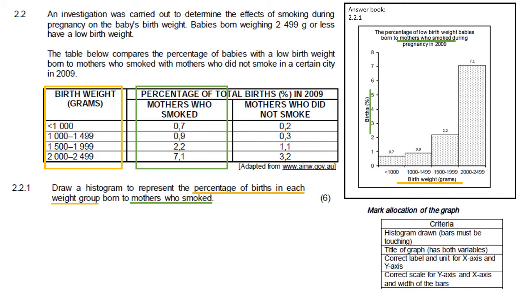2.2.1, here is the histogram, and let's go through it using the mark allocation. So firstly, the title of the graph has to have both variables, the percentage of low birth weight babies born to mothers who smoked during pregnancy in 2009. Next, the correct label and unit for the X and Y axes. The X is birth weight and it's in grams. The Y is births and it's in percentage.